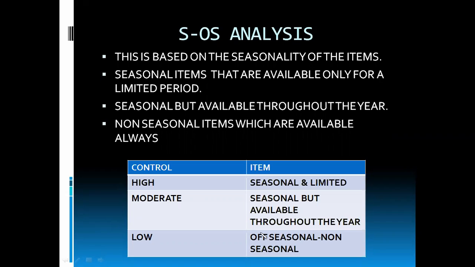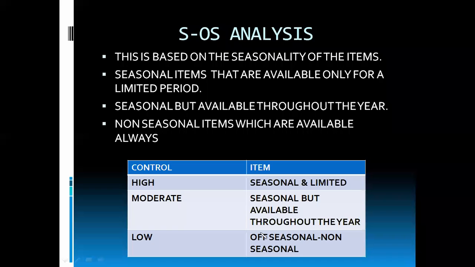So just see over here once again. Normally we classify based on seasonality. Seasonal items, the first category, are those which are available only for a limited period, like agricultural products such as mango. Mangoes are available for a limited period only. Then there are seasonal items which could be available throughout the year, again agricultural products like rice, wheat, etc. That is also seasonal only. We cannot harvest rice and wheat the entire year, but they are available throughout the year.